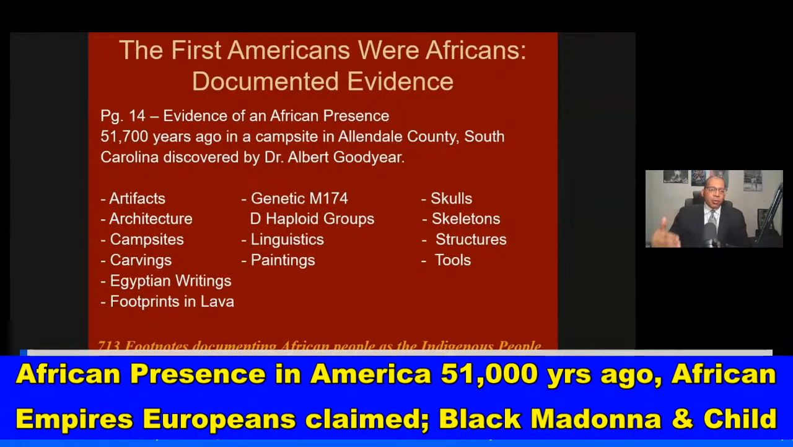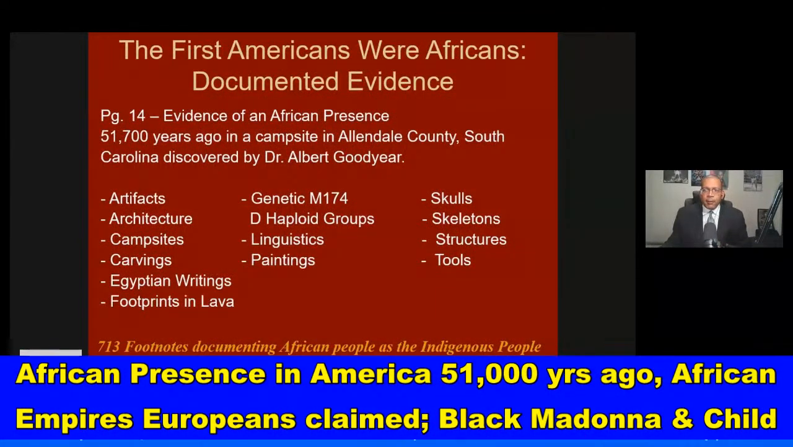They found artifacts, architecture, campsites, carvings, Egyptian writings, footprints in lava, genetic M174D haploid groups dealing with DNA and genetics, linguistics, paintings, skulls, skeletons, structures, and tools. They found 13 different types of evidence documenting an African presence in the land we call the United States of America, dating back at least 51,700 years ago.